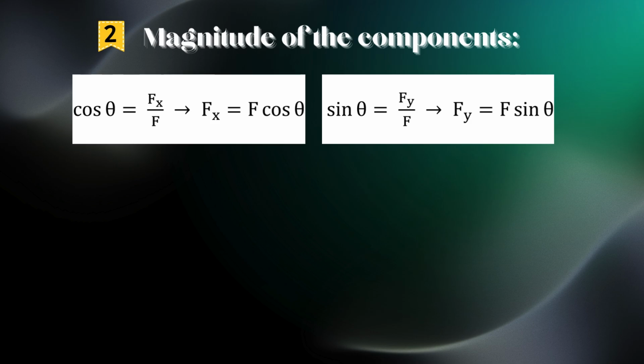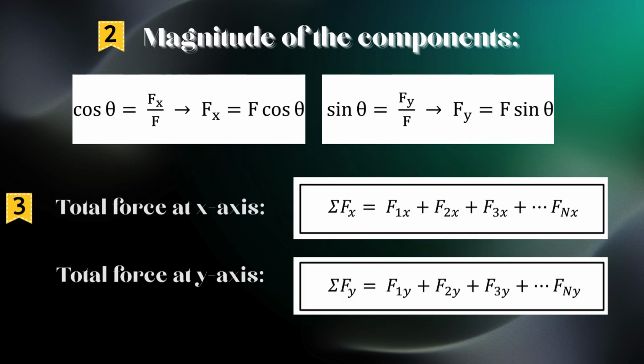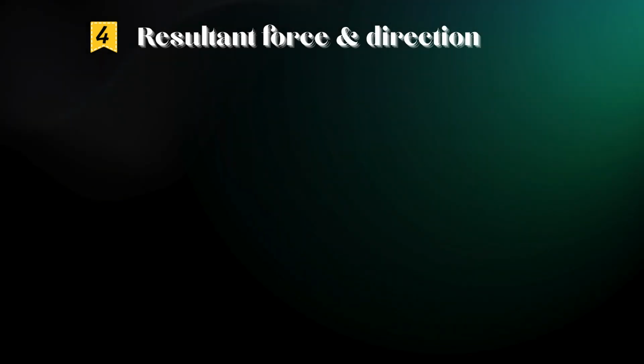But what if we have more than one force? Let's resolve each vector into x and y components separately and then add them to find the total force in each direction. Add the x components together, then add the y components. We now have the total horizontal force and the total vertical force.